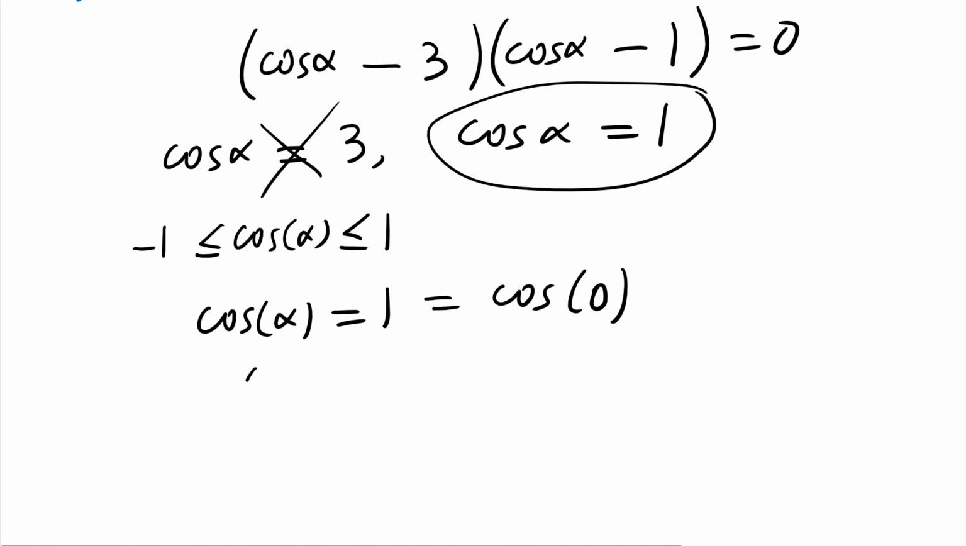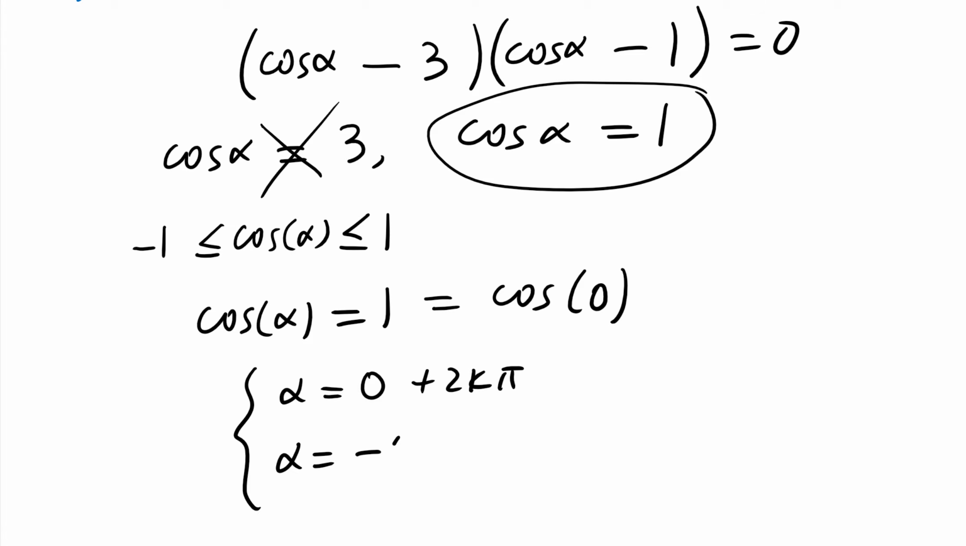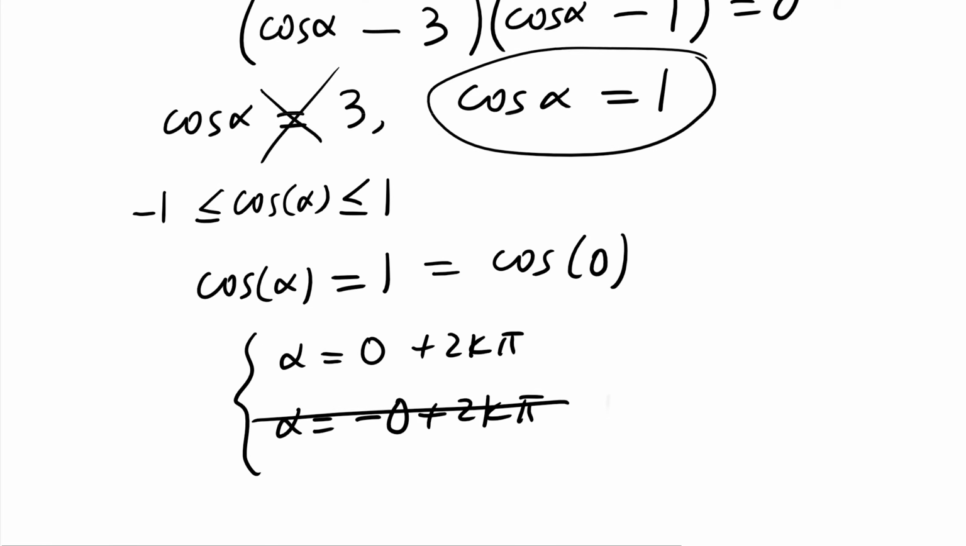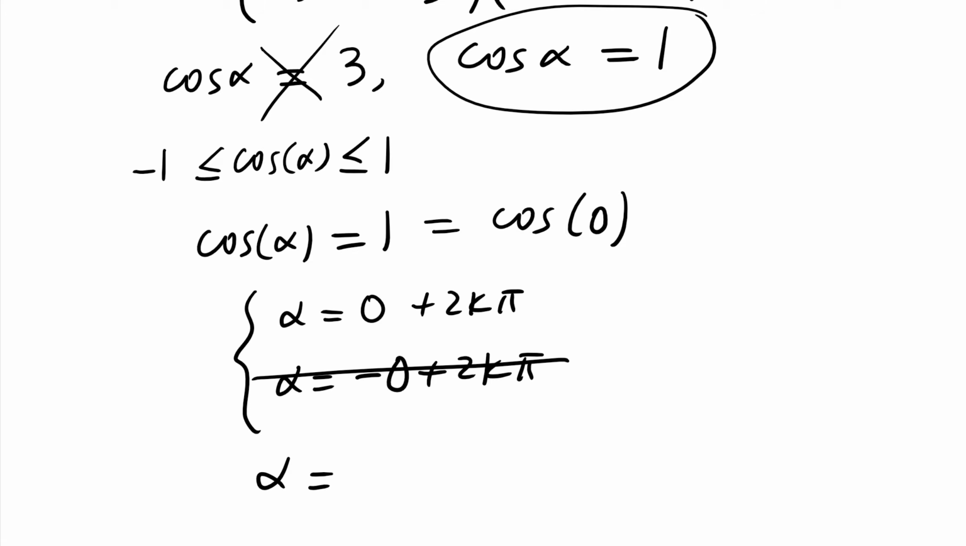If you want to use the formulas I gave you up there, alpha equals beta plus 2k pi, or alpha equals negative beta plus 2k pi. But there's no negative 0, so this equation is not necessary. So you get alpha equals 2k pi. But don't leave it like this, because they said alpha is between 0 and 2 pi.